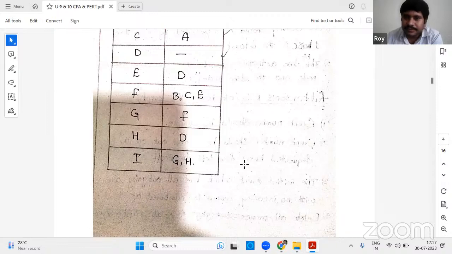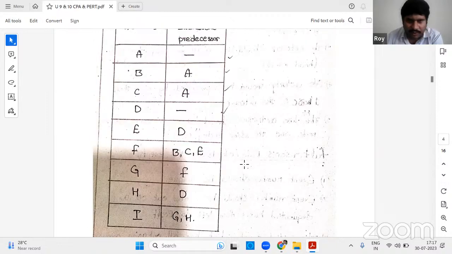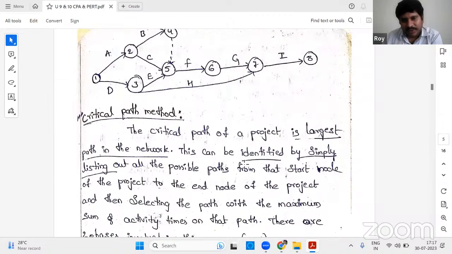We got something? Yes, sir. Okay. Once you see the examples, you will understand.